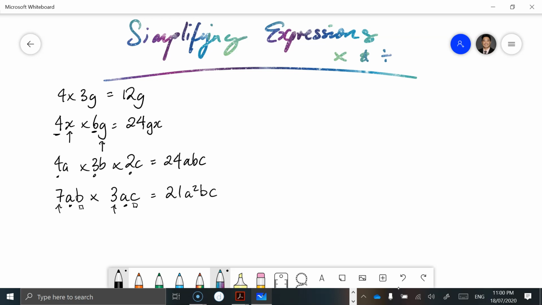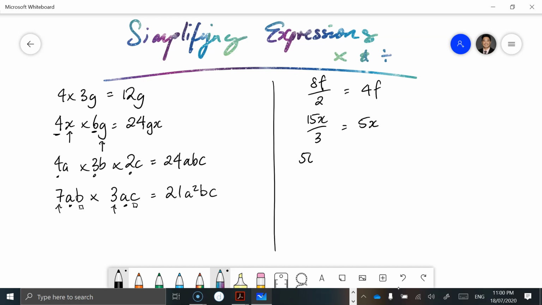Okay, so it comes down to division. Division is the opposite of multiplication. Let's start off with 8f divided by 2. 8 divided by 2 is 4. You're left with 4f. Then we have, let's say, 15x divided by 3. Well, 15 divided by 3 is 5, so we're left with 5x.